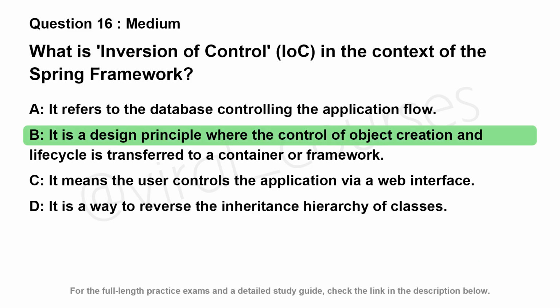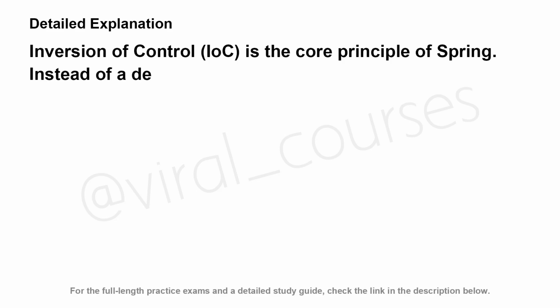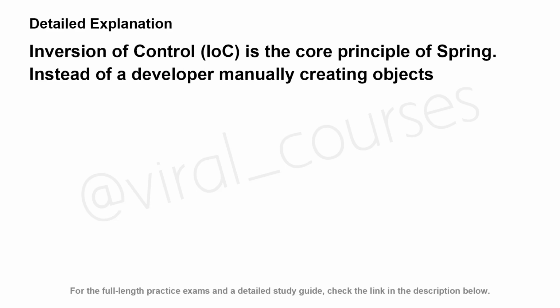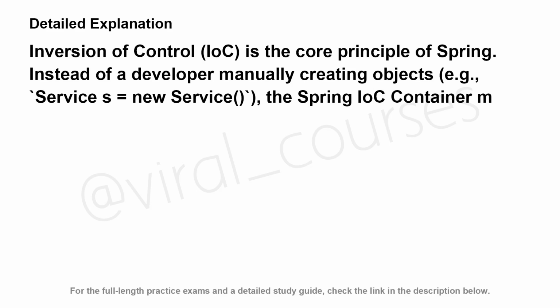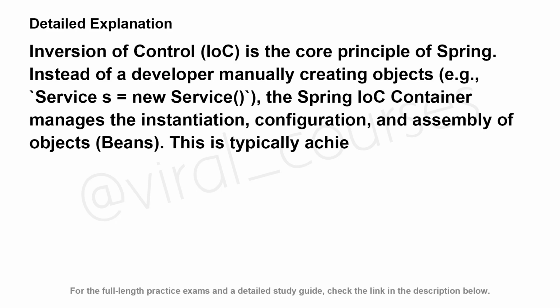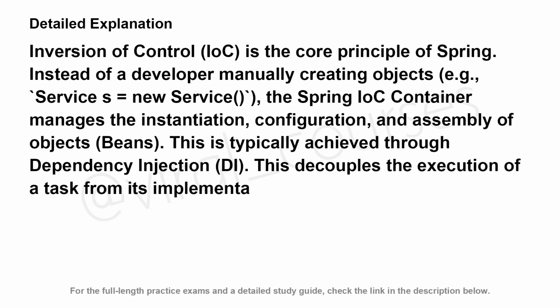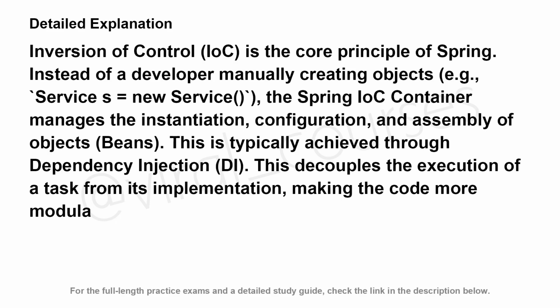The correct answer is B. Inversion of control, IOC, is the core principle of Spring. Instead of a developer manually creating objects, e.g., Service s = new Service, the Spring IOC container manages the instantiation, configuration, and assembly of objects, beans. This is typically achieved through dependency injection, DI. This decouples the execution of a task from its implementation, making the code more modular and easier to unit test.